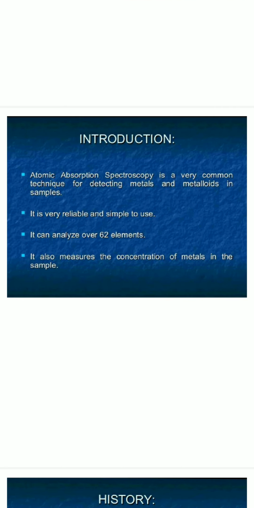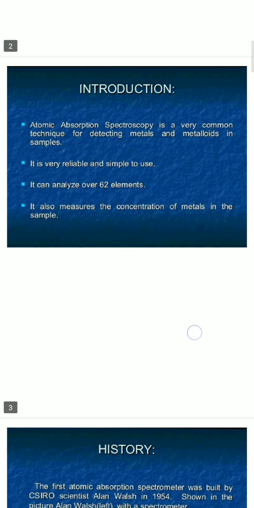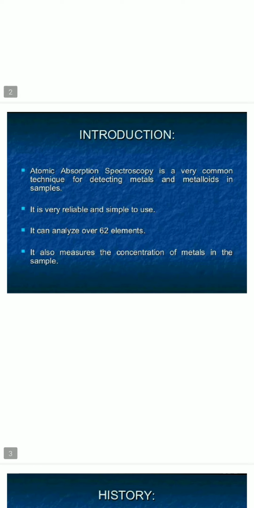Introduction. Atomic absorption spectroscopy is a very common technique for detecting metals and metalloids in a sample. It is very reliable and simple to use. It can analyze over 62 elements. It can also measure the concentration of a metal in a sample.